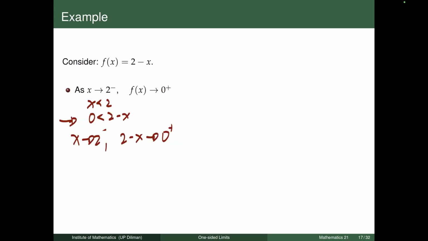Okay? You can check, no? Hello, gamitin mo x is equal to 1. So 2 minus 1, positive 1. Or gamitin mo x is equal to 1.9. 2 minus 1.9, positive.